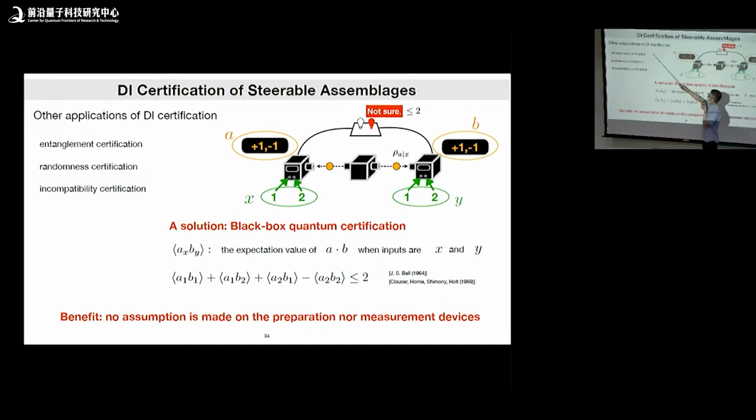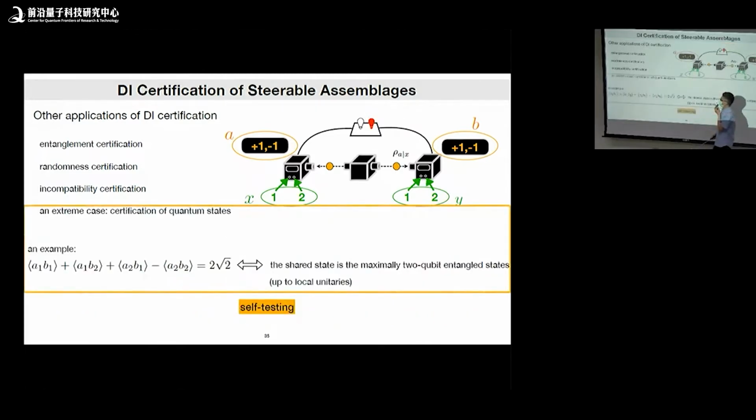There are other applications for this device-independent certification, including entanglement certification, randomness certification, and incompatibility certification. An extreme case is that it can even be used for certifying the quantum state itself. For example, if we obtain the maximum value of the Bell inequality or the CHSH inequality, we can judge that their shared state is the maximally entangled 2-qubit state up to some local unitaries. This statement, we call self-testing.